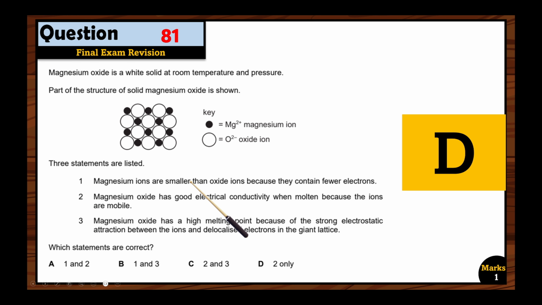Now, magnesium ions are smaller than oxide ions, that's right. But because they contain fewer electrons, that's not the reason. The atomic number of magnesium is smaller. So magnesium ions are smaller than oxide ions, but not because they contain fewer electrons. Actually, they have the same number of electrons. Magnesium will lose electrons and oxygen will gain electrons, so the number of electrons will be the same.